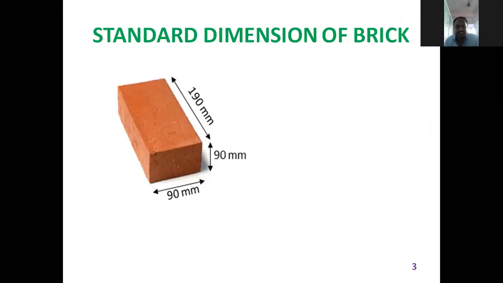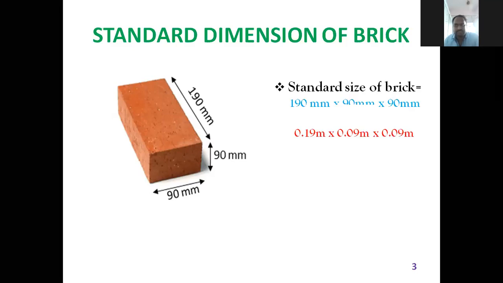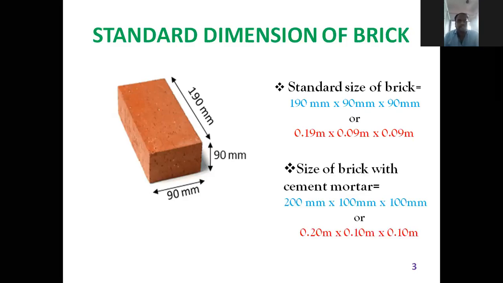First of all, we want to know the standard dimension of the brick. The brick dimension is taken as length 190 mm, width 90 mm, and height 90 mm. For easy calculation, I am converting it into meters: 0.19 meter into 0.09 into 0.09 meter.